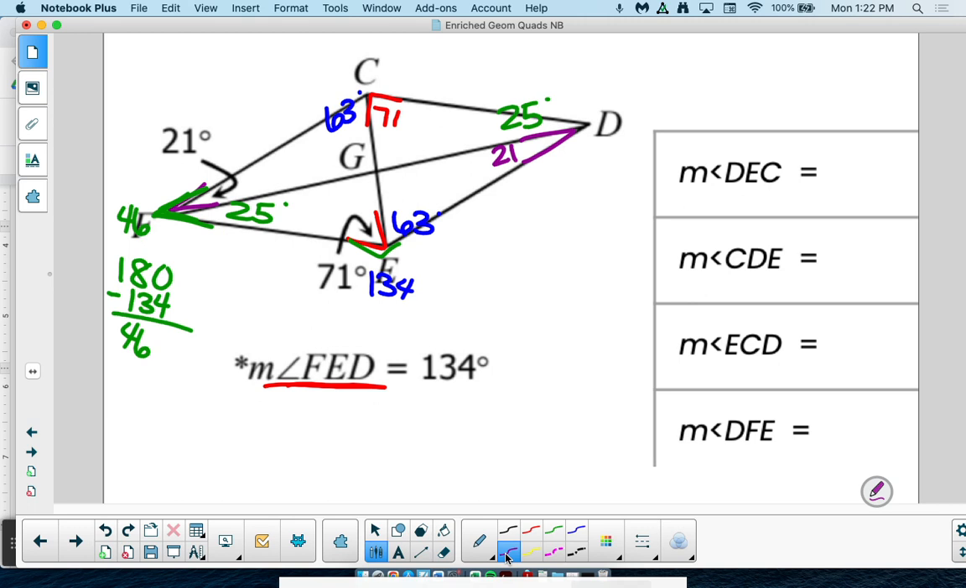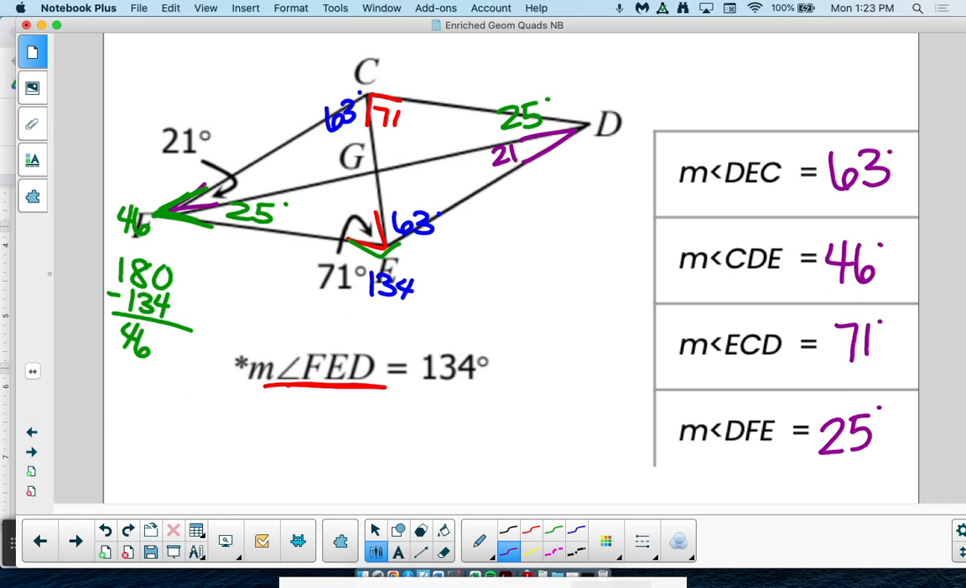Like for angle DEC, well, that's our 63. CDE. What do you guys put for CDE? Yep, add them together. ECD, 71, perfect. DFE, 25. I agree. Is that okay? Okay. Now we're going to try a little algebra, same thing, using our properties to find the variables.